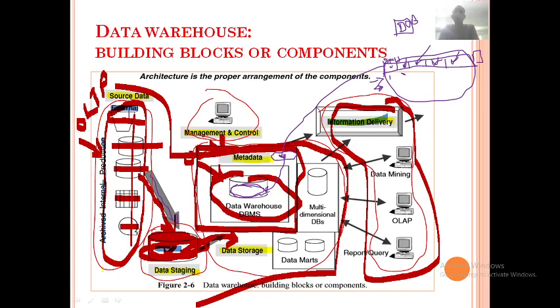Now, see, metadata in the data warehouse is similar to the data dictionary or data catalog in a database management system. In the database management system also we are going to study this metadata in detail in later classes. It is like a data dictionary.